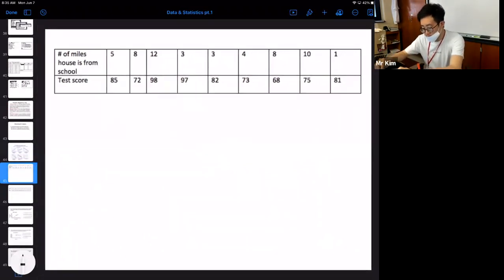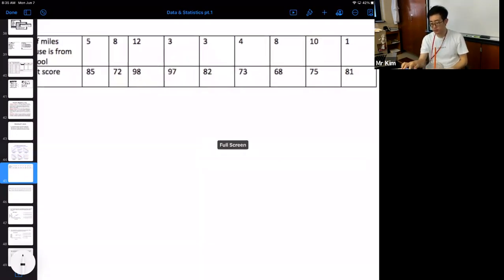So I think this is the last thing I'm going to ask you to do. Please plot this on your graphing calculator one last time, and then that's going to be it for today. So we're going to measure the number of miles a house is from school and their test scores. That's 12.